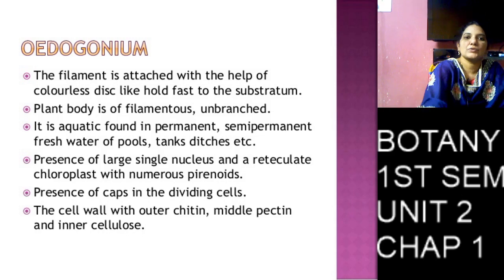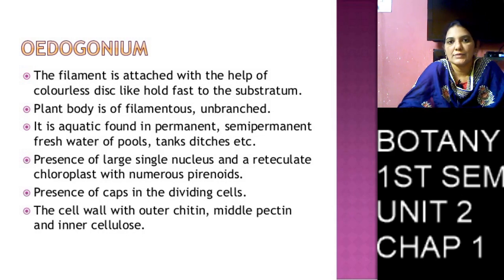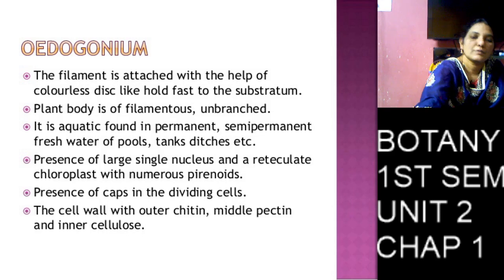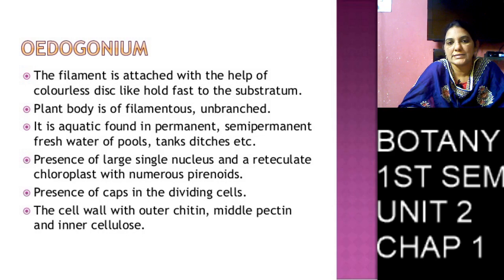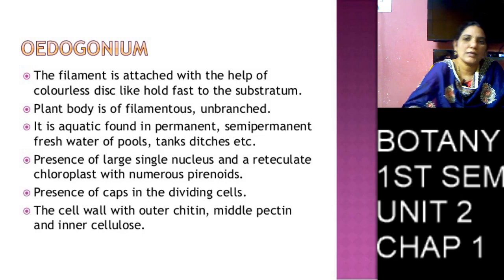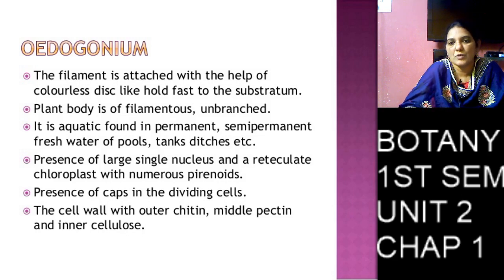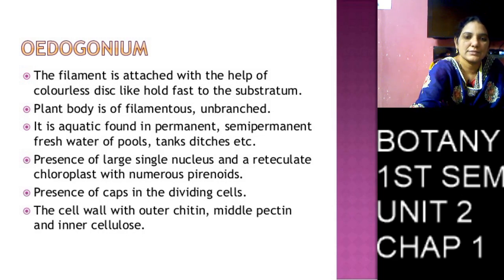So today we discuss Oedogonium, a chlorophyceae alga. Oedogonium is an unbranched filamentous alga. They are found in water tanks, water pools, lakes, small ponds, etc. They live in fresh water, everywhere: small ponds, tanks, lakes, etc.